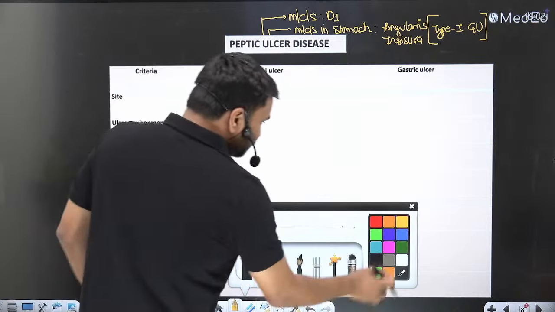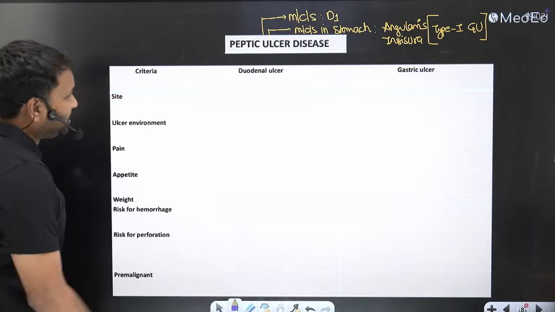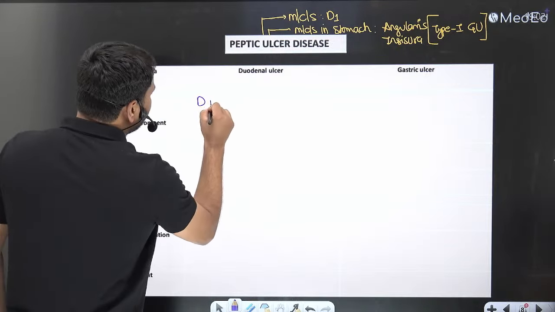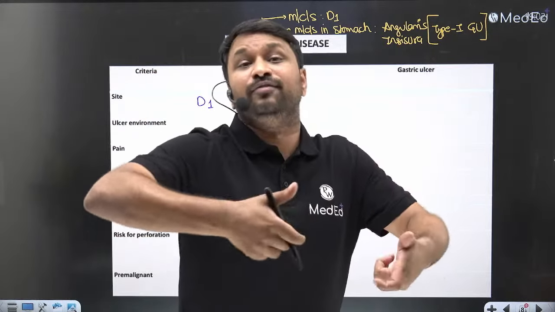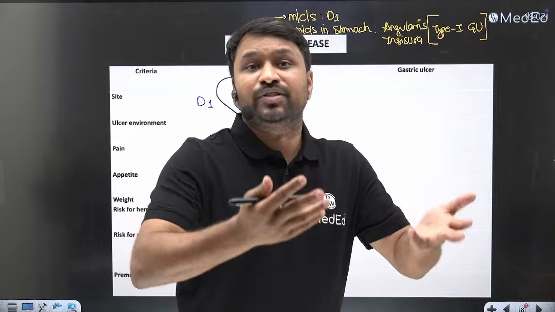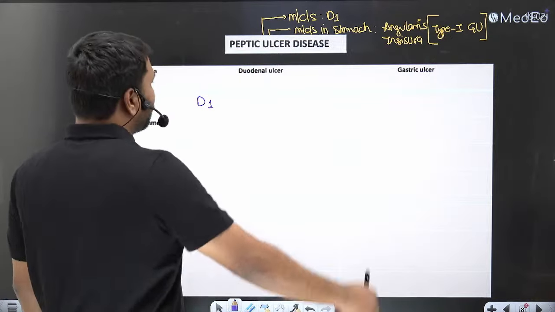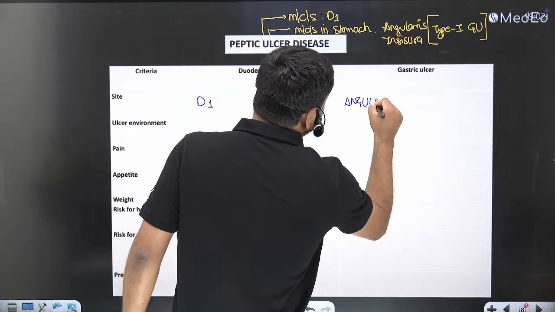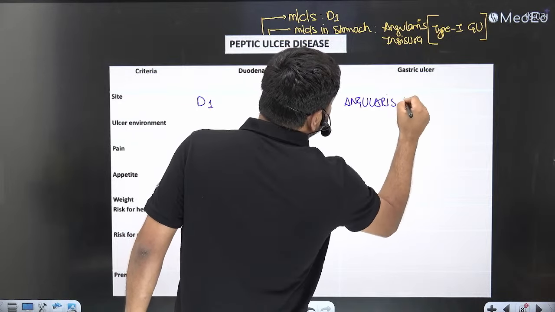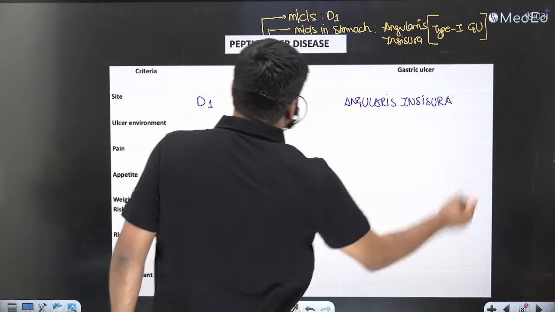Now, quickly running through the criteria we have spoken about. Sites: duodenal ulcer is seen on the first part of the duodenum. Here, the duodenal mucosa converts, or undergoes metaplasia, into cardiac type of mucosa. That is how the H. pylori will be able to proliferate here. Gastric ulcer will be more common on angularis incisura.